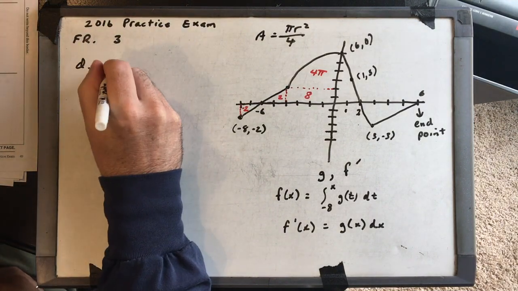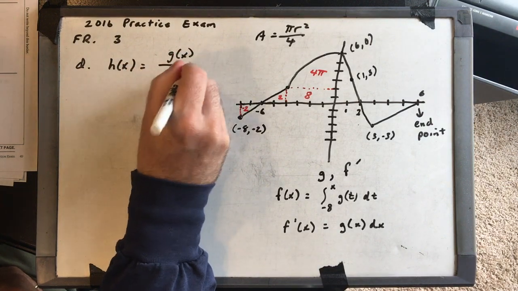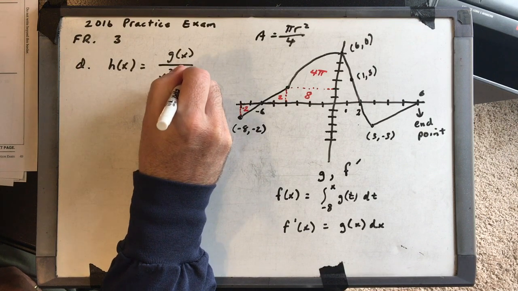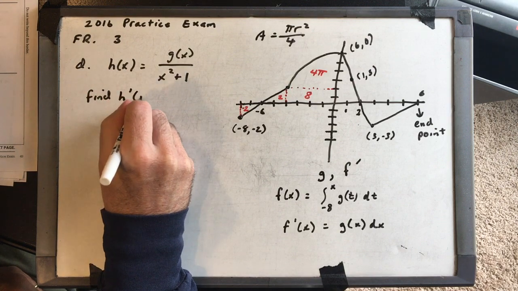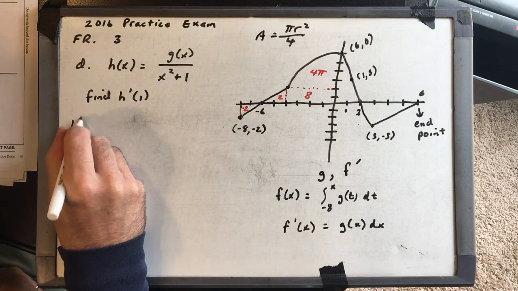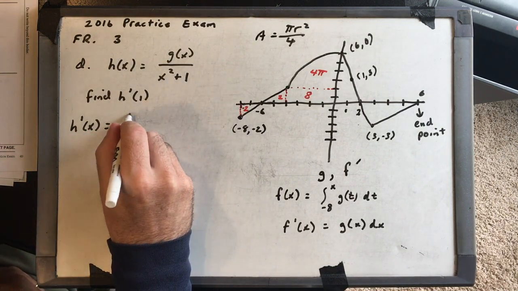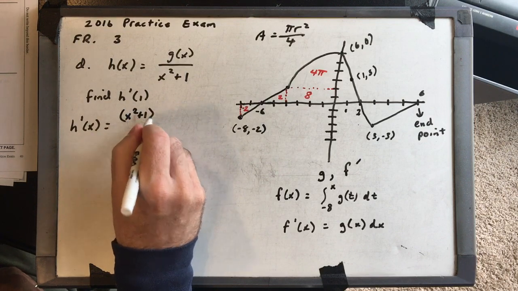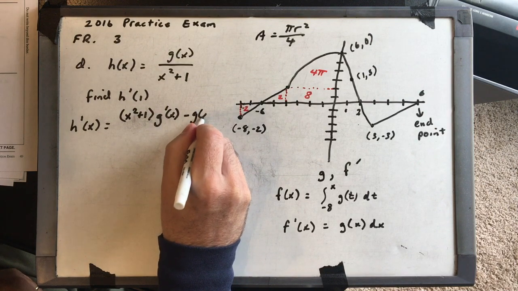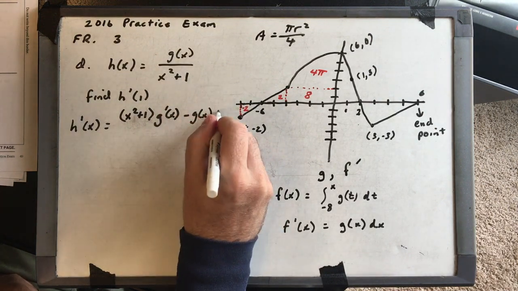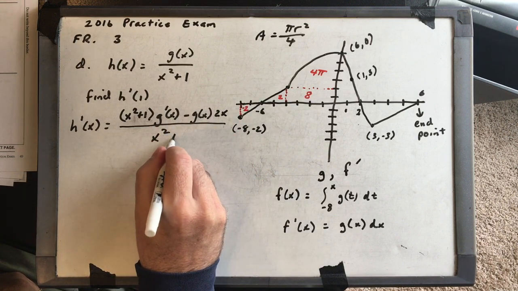Part D says h of x is equal to g of x over x squared plus 1. We want to find h prime of 1. Okay, well, h prime of x, this is a quotient rule. So it's the bottom, x squared plus 1, times the derivative of the top, g prime of x, minus the top, g of x, times the derivative of the bottom, 2x, all over the bottom squared.